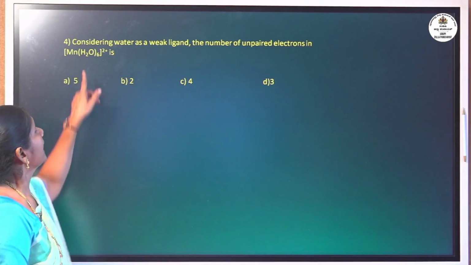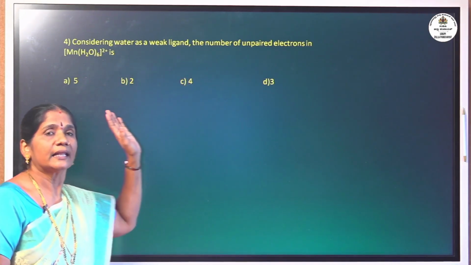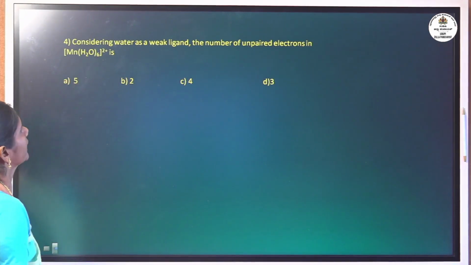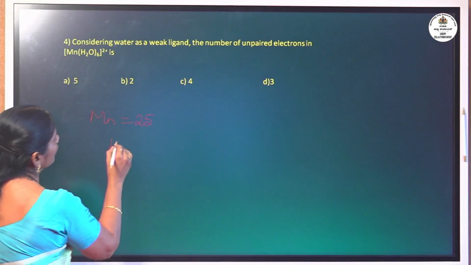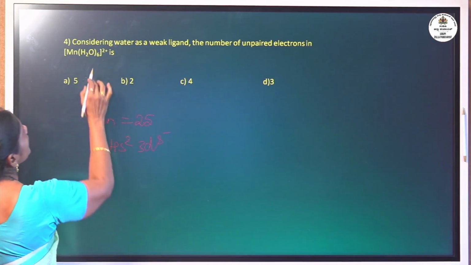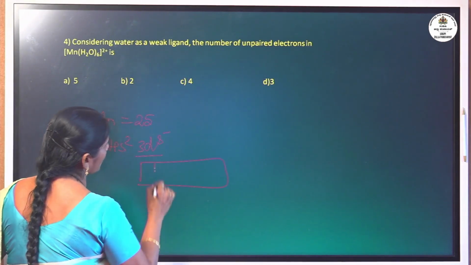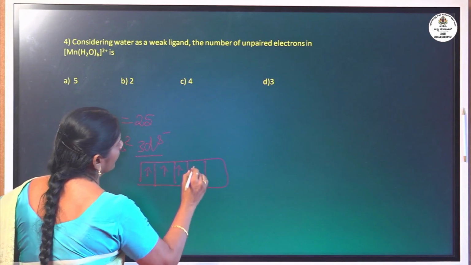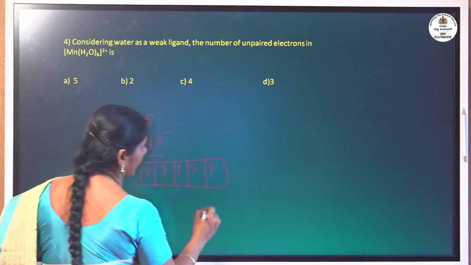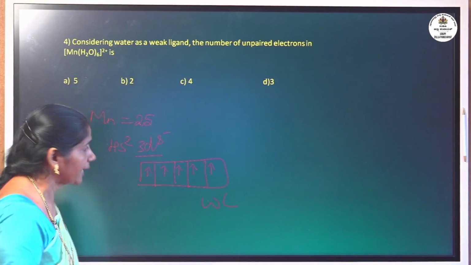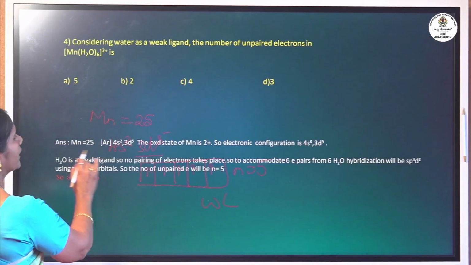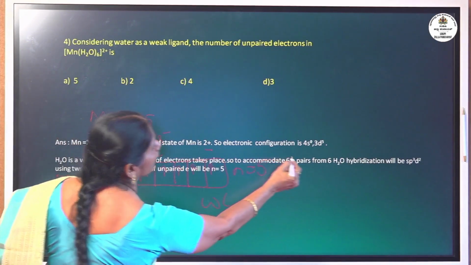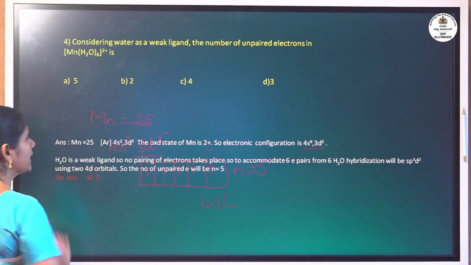If you go to the fourth one, considering water as a weak ligand, find the number of unpaired electrons in this complex. So in this complex we have to see manganese is 25, it is 4s2 3d5. If water is a weak ligand, the 5 electrons do not get paired because water is a weak ligand. In the presence of a weak ligand, there is no electron pairing taking place. Therefore, the number of unpaired electrons remains 5. So the oxidation state is +2. The electronic configuration is 3d5. So water being a weak ligand, no electron pairing takes place, and therefore the answer is 5.